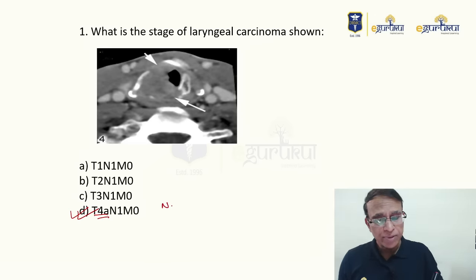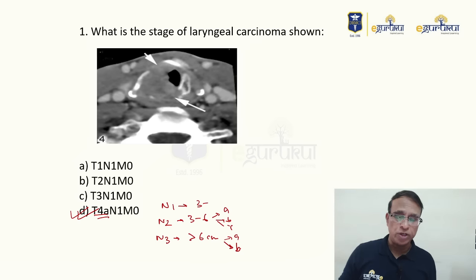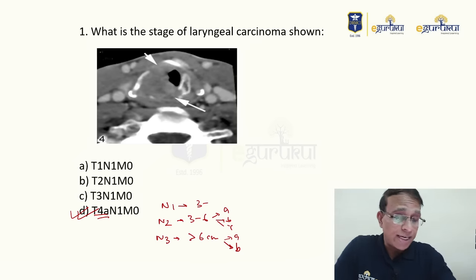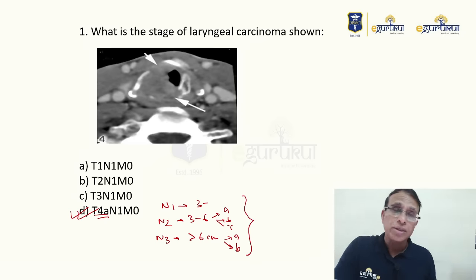Now N1 is lymph node which is less than 3 centimeter, N2 is 3 to 6 centimeter, and N3 is more than 6 centimeter. But of course in N2 there is A, B and C also. Similarly N3 has A and B. Again, everything is given in the app, you can go and check there. But very interesting thing about the N classification of the head and neck region is that N classification for all head and neck tumor is the same. There are 2 exceptions.